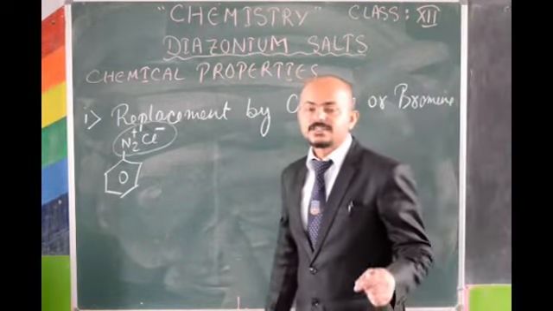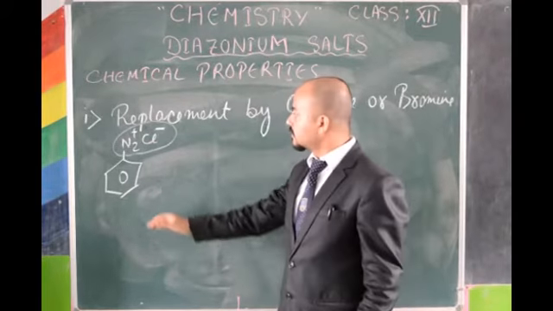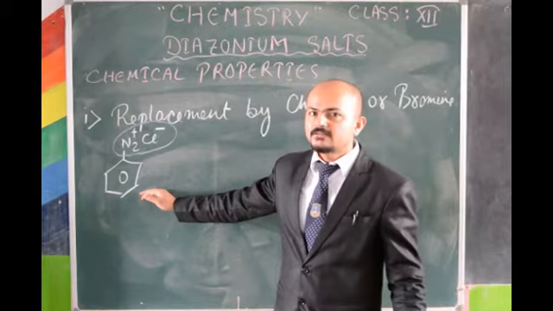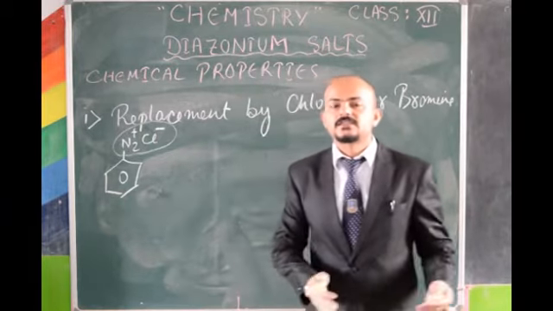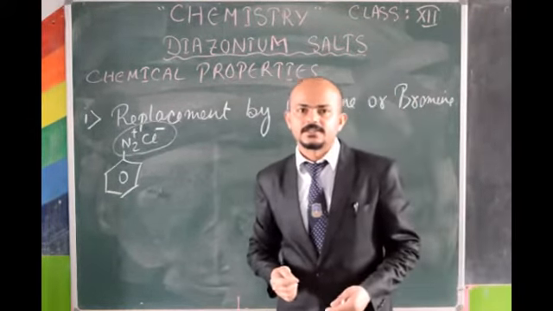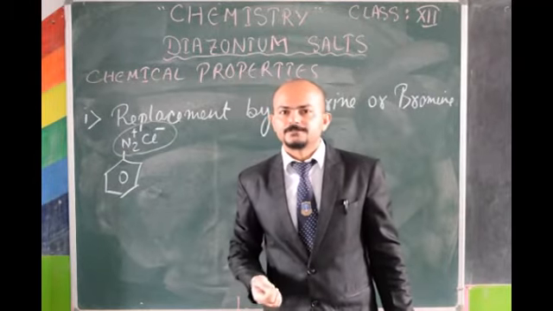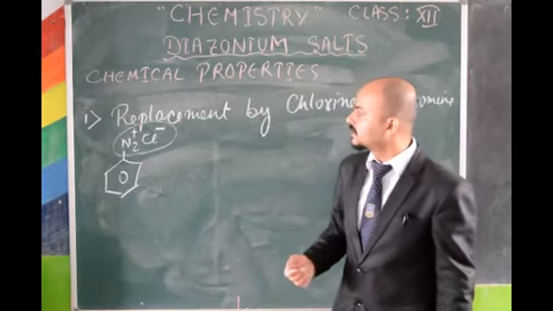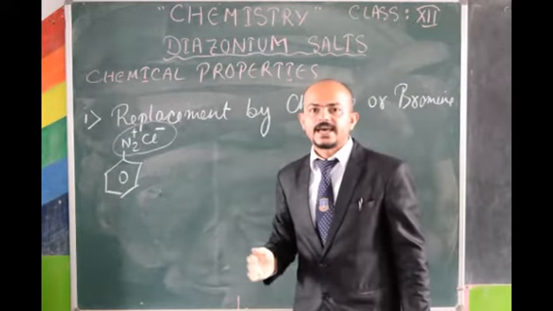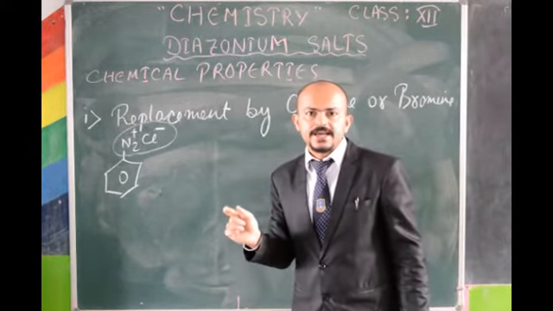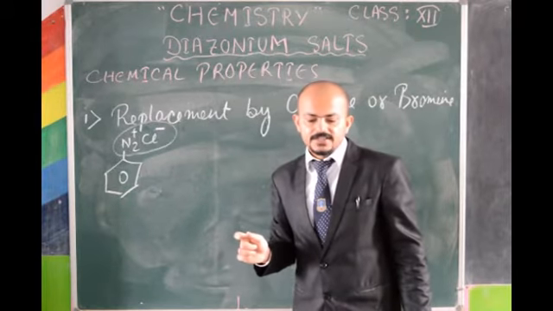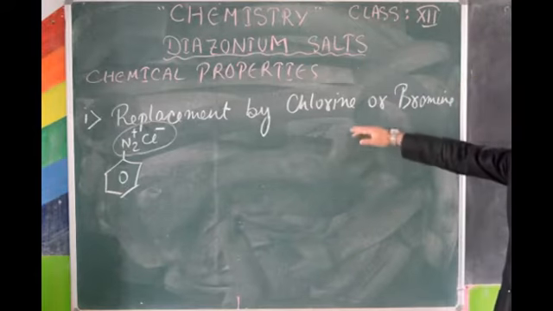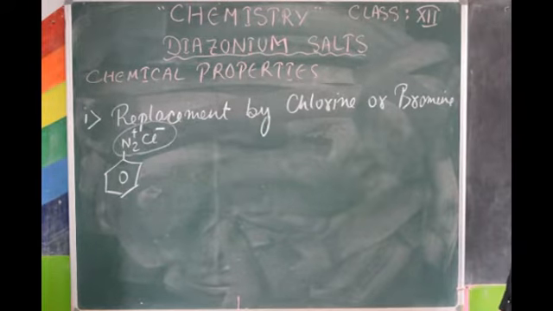And don't forget, replacement by bromine or chlorine is known as what? Sandmeyer reaction and Gattermann reaction, which we had discussed before. There is a slight difference there, just in the use of the catalyst. In our previous video, where we discussed replacement by fluorine, that particular reaction is also known as the Balz-Schiemann reaction. So at first let's discuss replacement by chlorine.